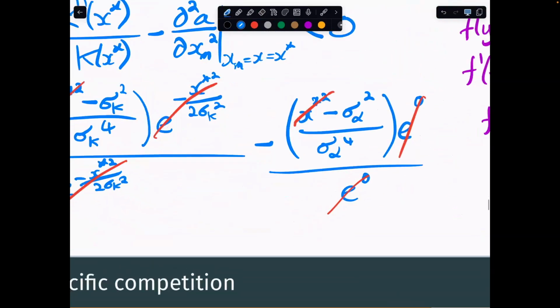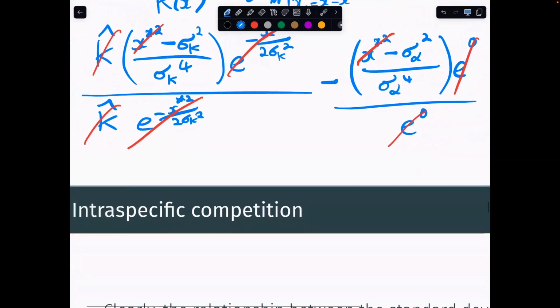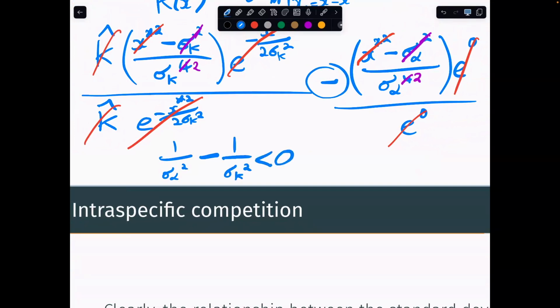Okay, running out of room a little bit on this slide, so I'm just going to zoom in. This simplifies down essentially, so this squared term here is going to cancel the squared term on the denominator. That whole thing will cancel, and again we'll have a squared term in the denominator. So we're going to end up with 1 over sigma alpha squared because of this minus we've got here, this minus 1 over sigma k squared has to be negative for us to have an evolutionarily stable singular strategy.